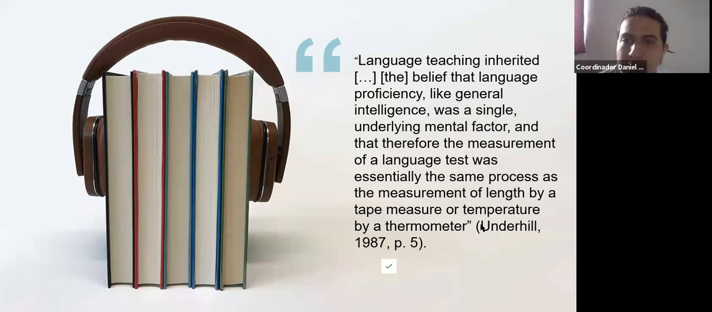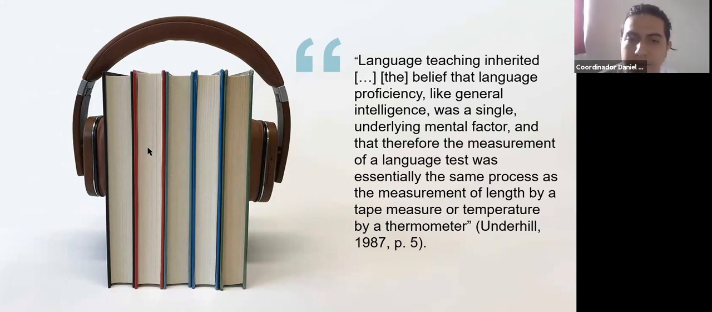Language teaching inherited the belief that language proficiency, like general intelligence, was a single underlying mental factor, and that therefore the measurement of language tests was essentially the same process as the measurement of length by a tape measure or temperature by a thermometer.